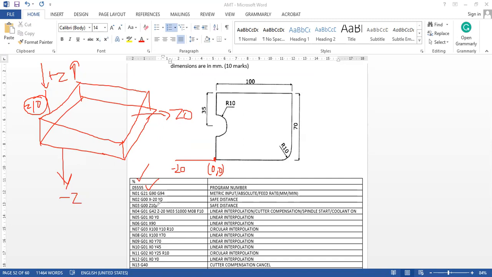Then G01 linear interpolation. G42 means cutter compensation. Then Z minus 20. Z minus 20 means this depth, because Z0 means this top surface of the workpiece. So Z minus 20 means depth. M03 means spindle start with 1000 RPM, and M08 coolant on, and the feed rate is 10 millimeter per minute. Then G01, X0, Y0.